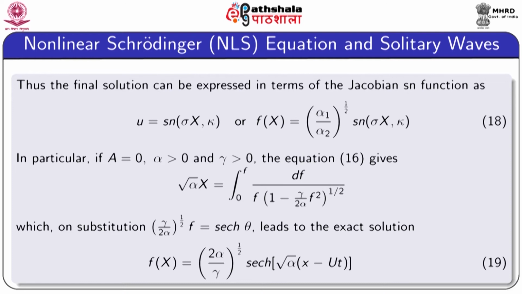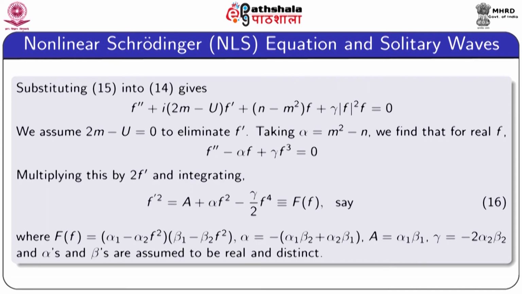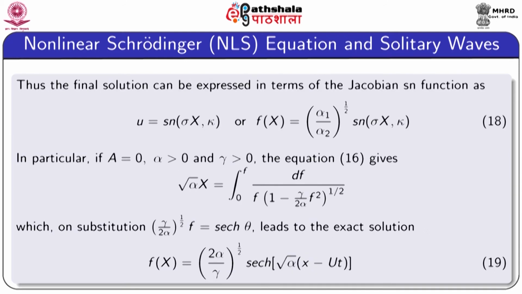In particular, if the value of the integrating constant a equals 0. So, if we come back to the general solution which is written in equation number 16. In particular, if the value of the integrating constant a is 0, then for alpha greater than 0 and gamma greater than 0, 16 gives square root alpha x equals integration 0 to f df by f into (1 minus gamma by 2 alpha f square) to the power half.